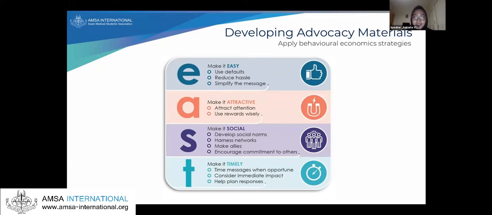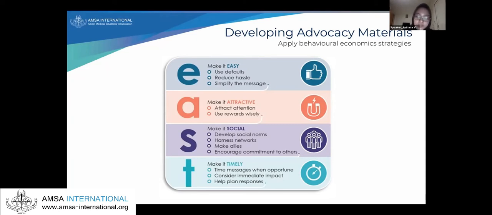So firstly, you need to make it easy. You need to make your message as simple as possible. But one thing to note is that simple differs between audiences. So for example, if you're trying to address school children, then maybe simple really means simple, like simple words, the words we use daily. But if we are trying to address policymakers, simple would mean higher words with higher difficulties. And another way to make your advocacy easy to understand is to reduce the hassle.